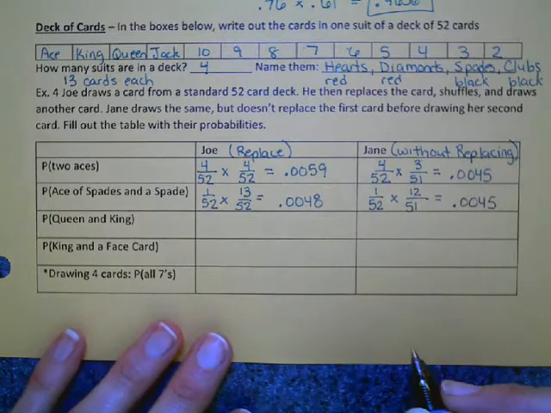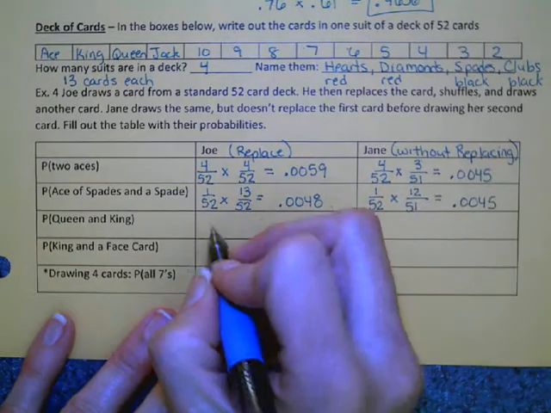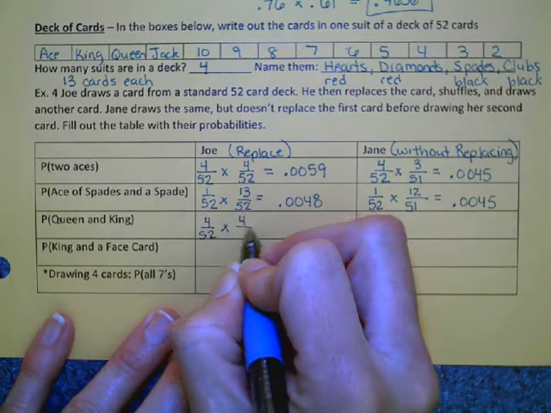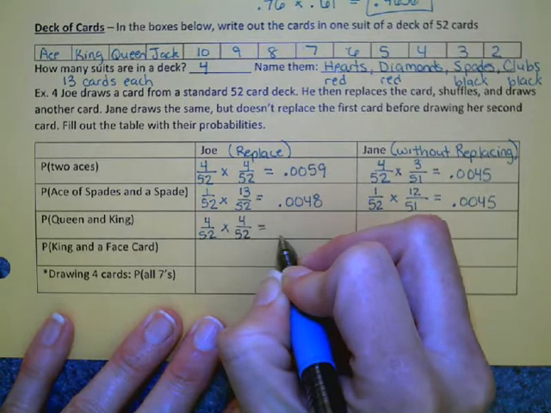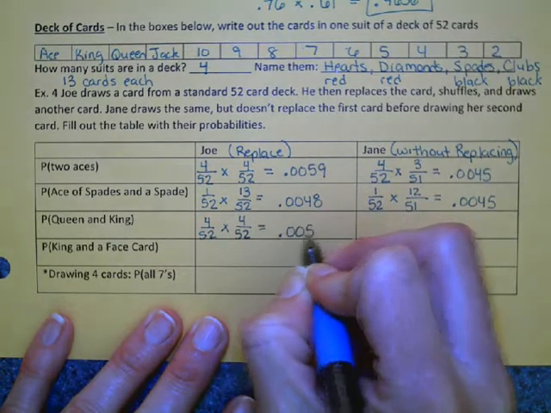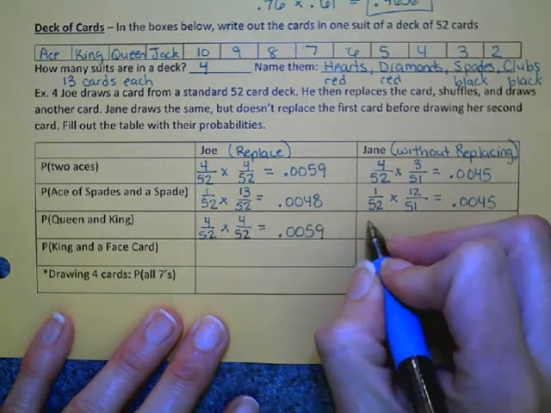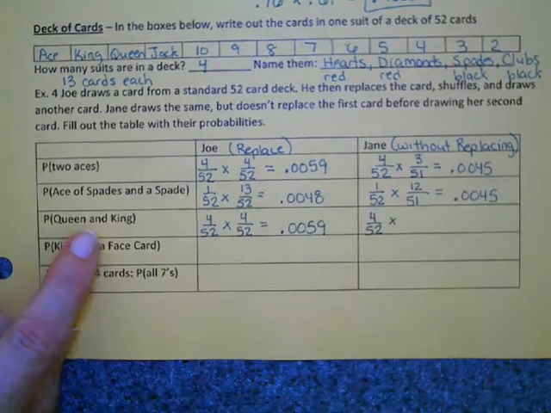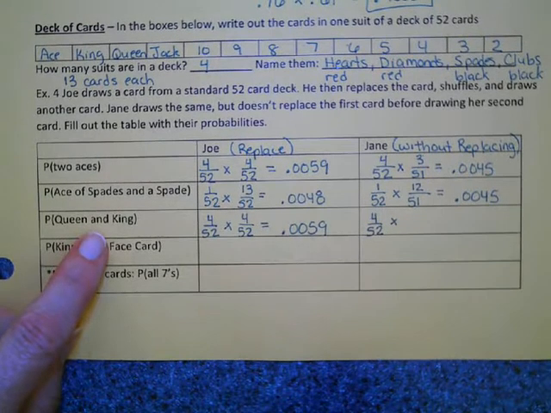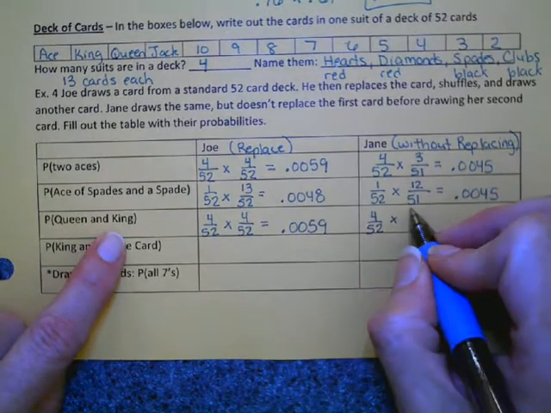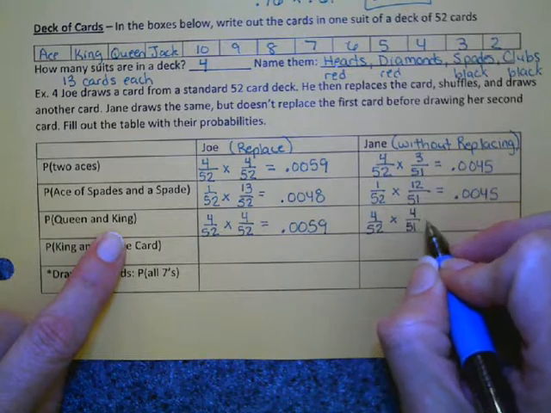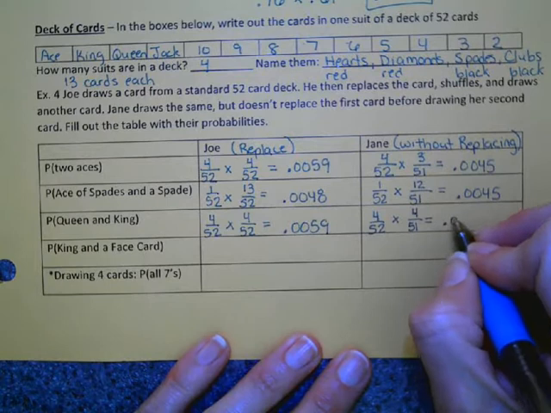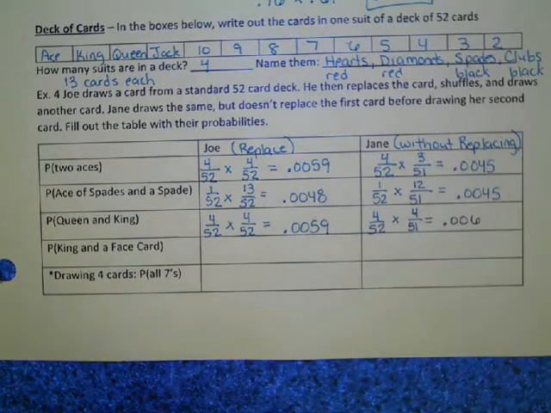Queen and king, there are 4 queens times 4 kings equals 0.0059. Jane, though, pulls out the queen, 4 out of 52, times, she pulls out a queen, but she wants to pull out a king next. So technically, there's still 4 kings left, but now we only have 51 cards in the deck. So I put 0.006. If I round it correctly, it'd be 0.0060.